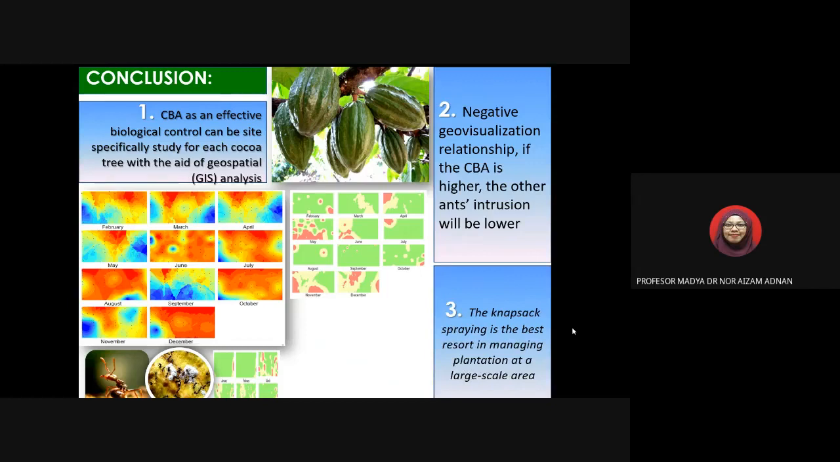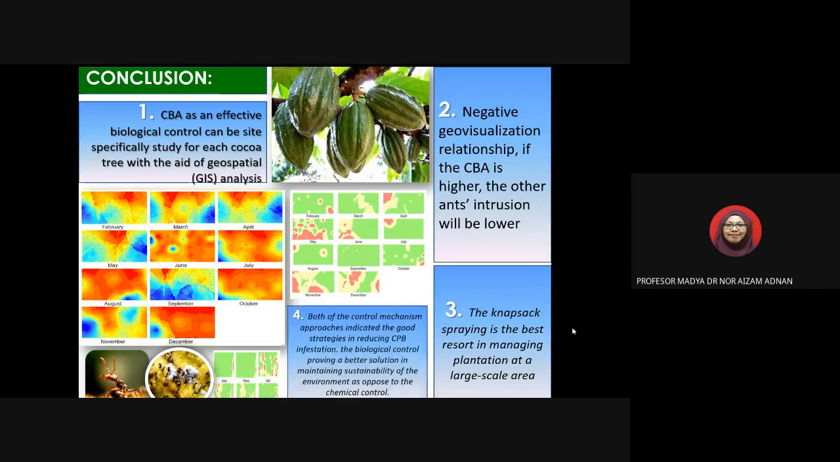Thirdly, knapsack spraying is the best resort in managing plantations at a large-scale area. And finally, both of the control mechanism approaches indicated a good strategy in reducing CPB infestation. However, biological control is proven to be a better solution in maintaining the sustainability of the environment.